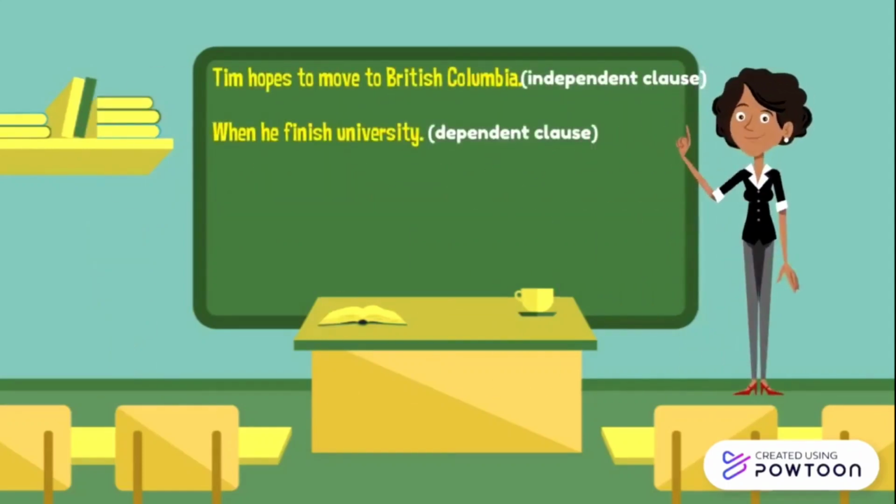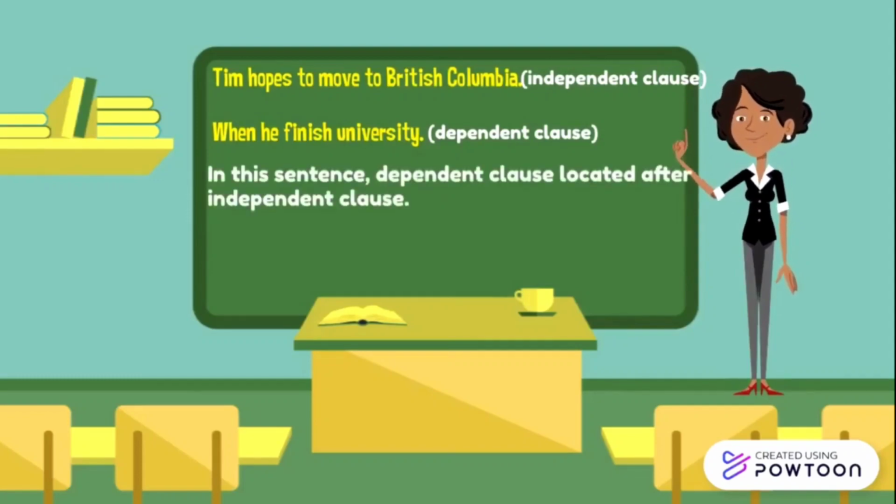Tim hopes to move to British Columbia when he finishes university. Tim hopes to move to British Columbia is the independent clause. When he finishes university is the dependent clause. In this sentence, the dependent clause is located after the independent clause.